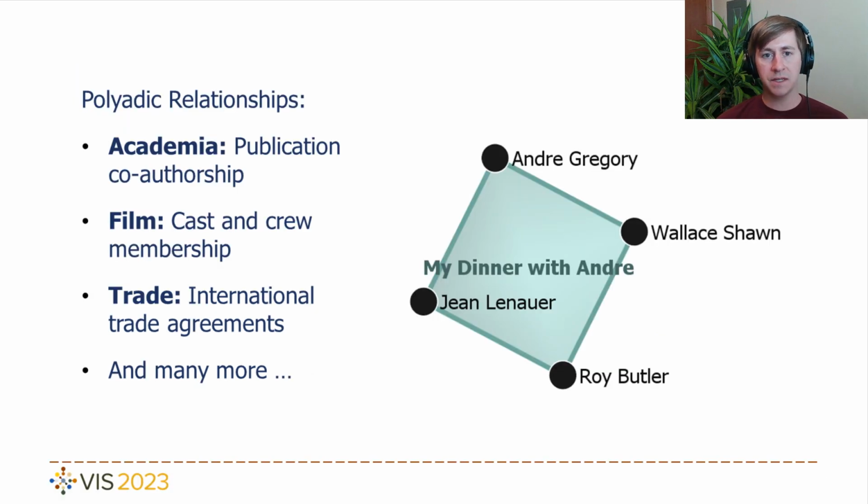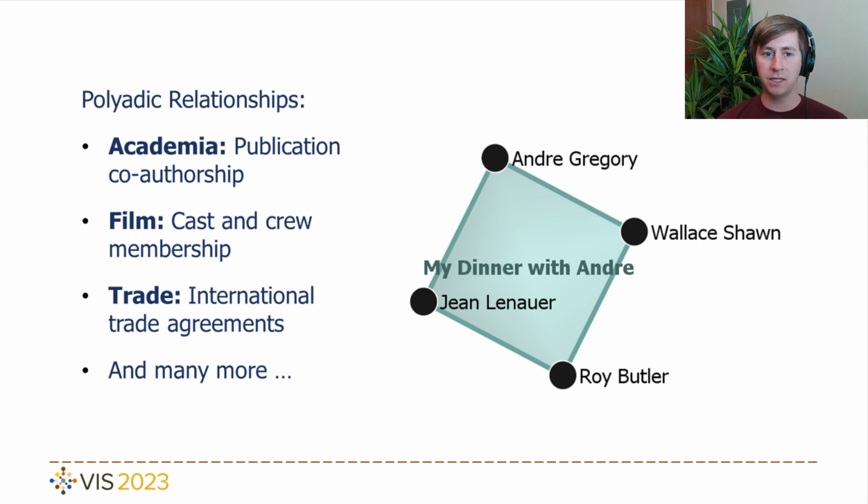To begin, let us consider where we might encounter hypergraph data in different domains. Hypergraphs can emerge wherever we have polyadic relationships between sets of entities. An example of this is in the film industry, where each film can be thought of as a polyadic relationship between its cast and crew members. We can find similar relationships in academia, international trade, and just about every other field.